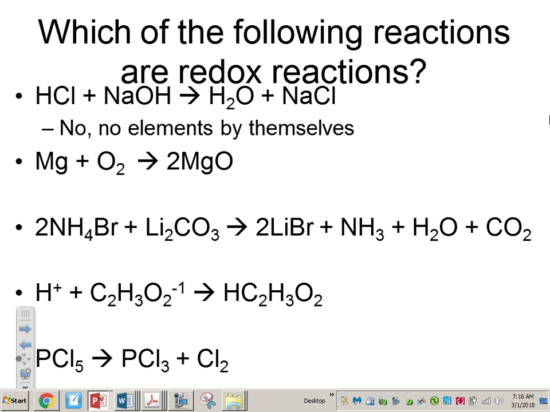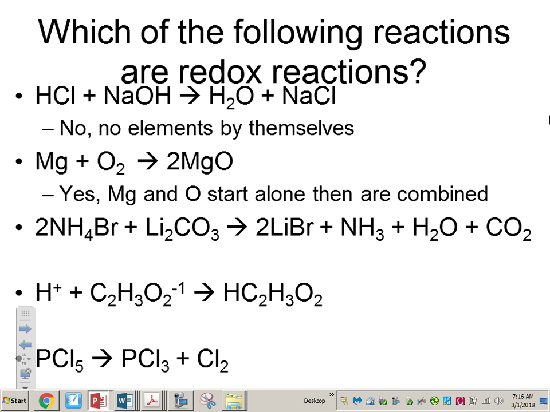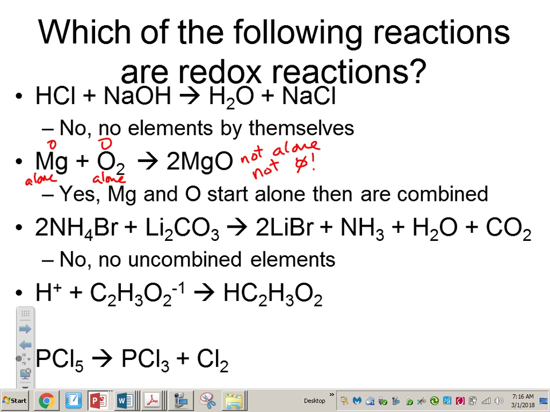Versus the next reaction, magnesium plus oxygen yields 2MgO. This is a redox reaction because the magnesium and the oxygen, these guys are alone, so these guys have an oxidation number of 0 on one side, but then they're in a compound, so they're not 0 on the other side. Next one, 2NH4Br plus Li2CO3 yields 2LiBr plus NH3 plus H2O plus CO2. Well, it's a really long reaction, but notice that there are no elements that are by themselves, no uncombined elements, no alone elements at any point.